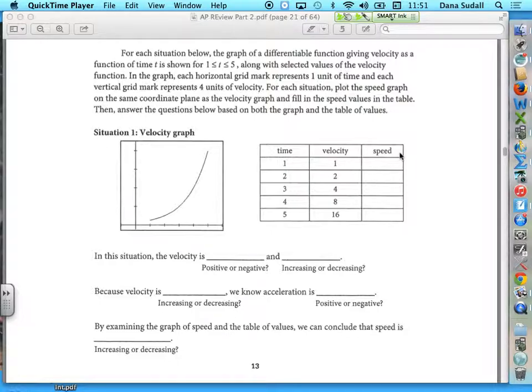So the first thing that we need to do is figure out what the situation is between those things. In the first situation, velocity is above the x-axis, so it's positive. And the curve is concave up, so it's increasing. You can also look at these y values here, and they show you that the values are increasing as time increases.